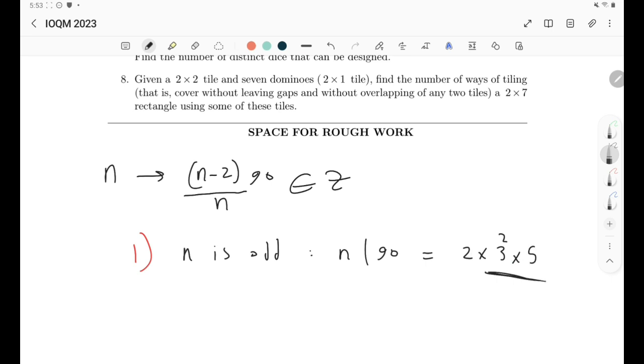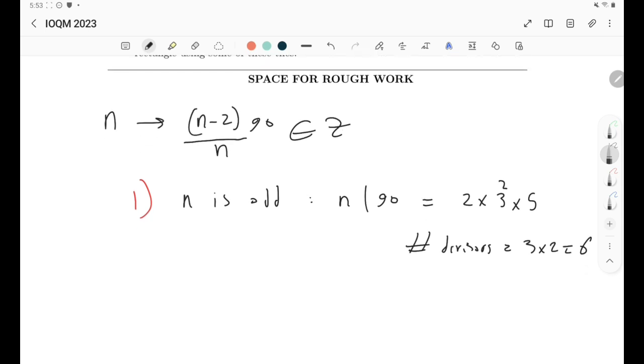So you can just pick any odd divisor. How many odd divisors do we have? The number of divisors is just 3 times 2, that is 6. So 6 answers here.